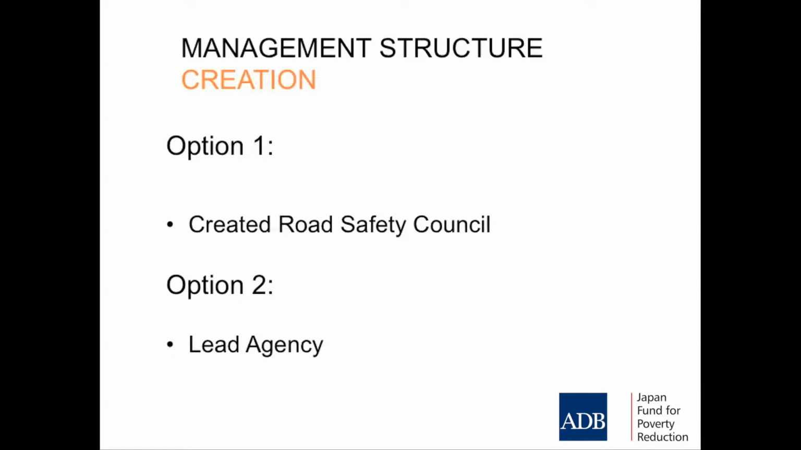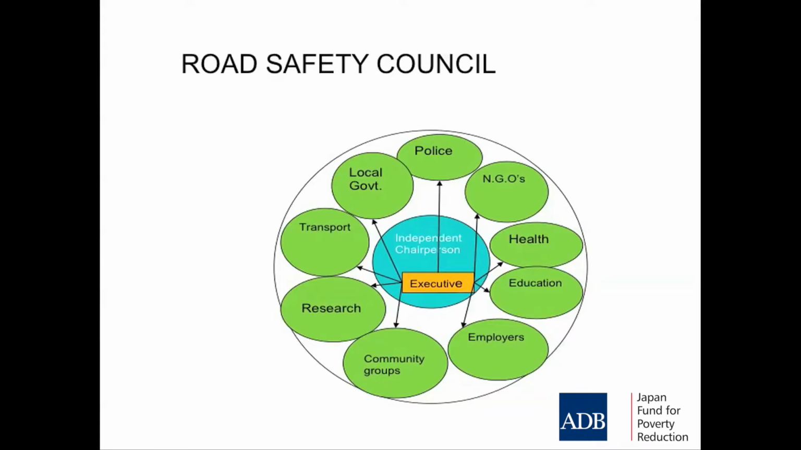I mentioned earlier that we need to have a structure, a management structure for our community program to operate. I think there's 2 options. One is to create a separate body to run the program. I've called it a council, it could be a committee, it could be anything. But you create it. The second option is to have a lead agency. Let's look at the first. This is what a road safety council might look like.